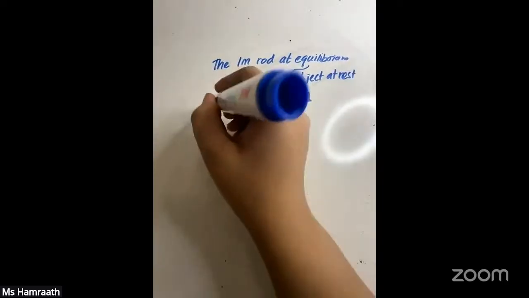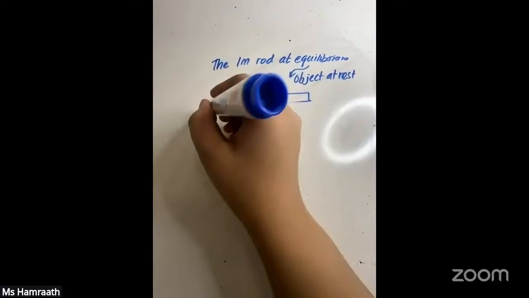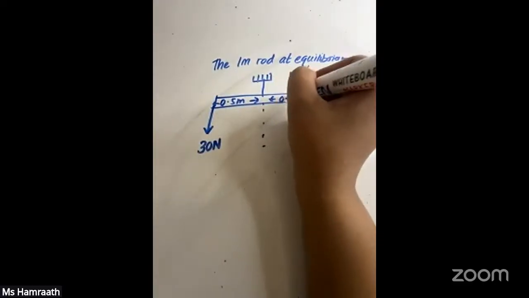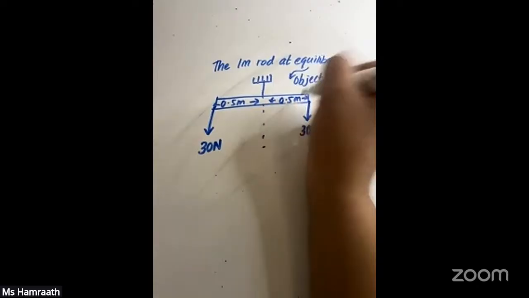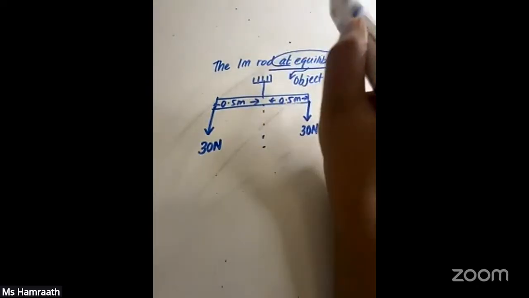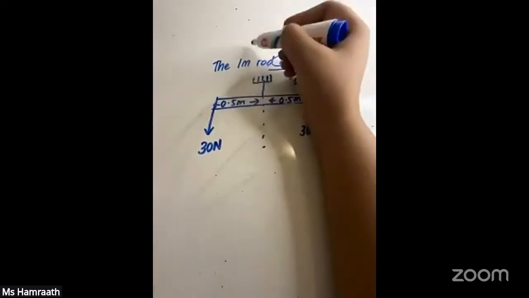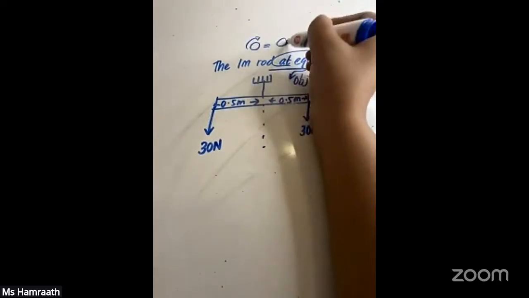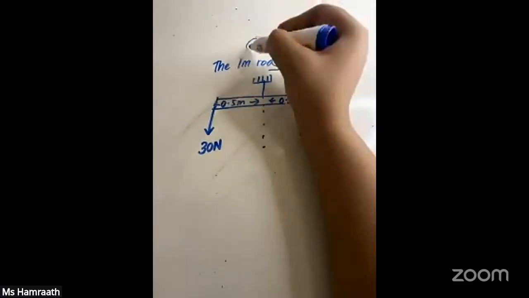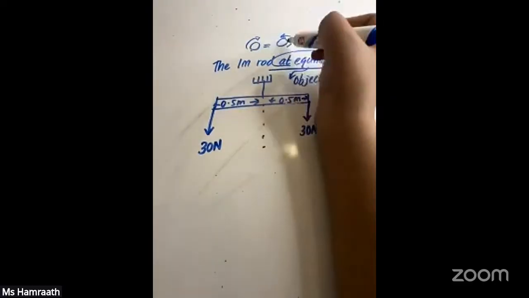So let's say I'm having a force here. I'm giving a force of 30 Newton. And this is a 1 meter rod, right? From here to here, this is the axis of rotation, 0.5 meter. Remember, whenever they say the object is at equilibrium, remember one particular condition: clockwise moment is always equal to anti-clockwise moment.